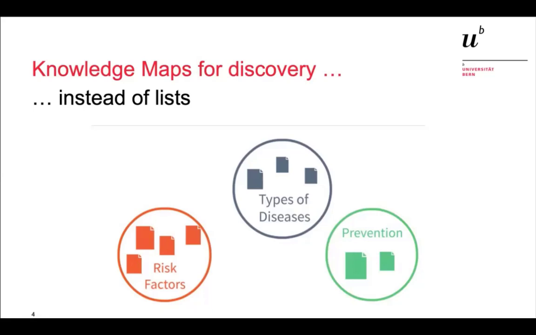So you can see the relevant subtopics. At a glance, they are represented as bubbles. In this case, the subtopics are risk factors, types of diseases, and prevention. And in addition, the closeness of the areas also relates to the subject similarity between the subtopics. So in this example, risk factors is more strongly related to types of diseases than to prevention.